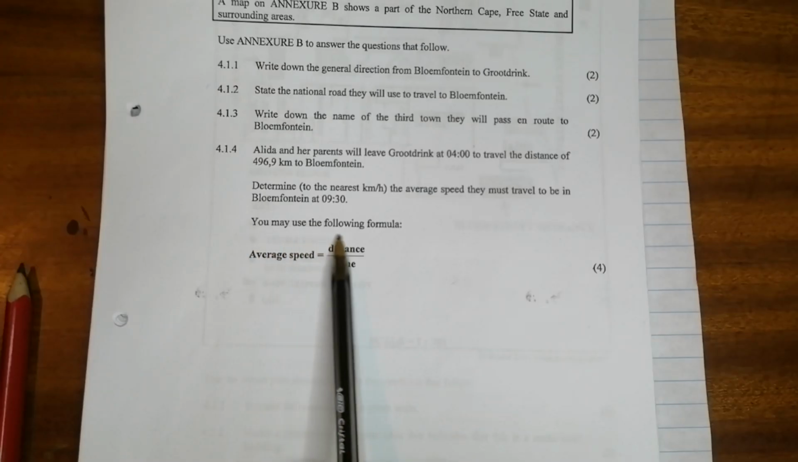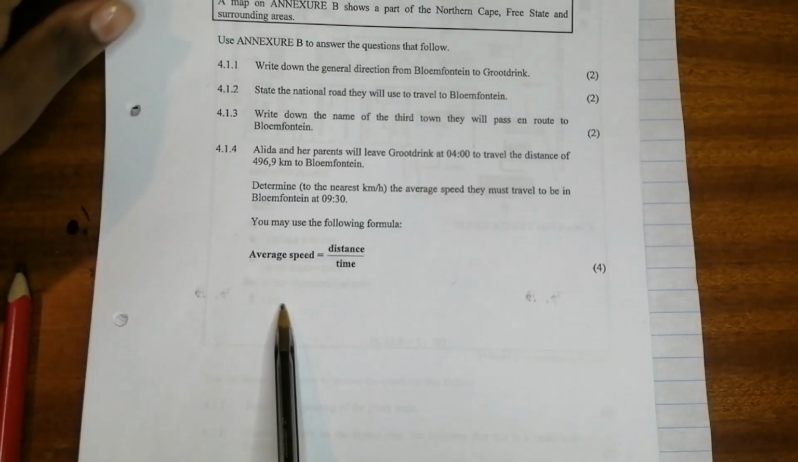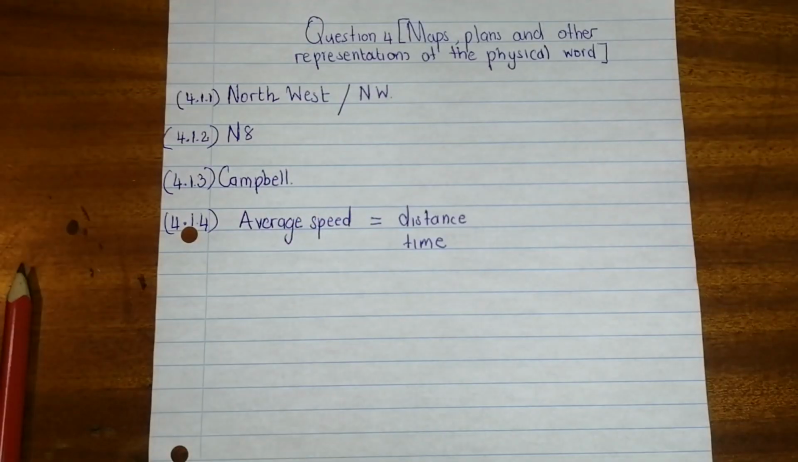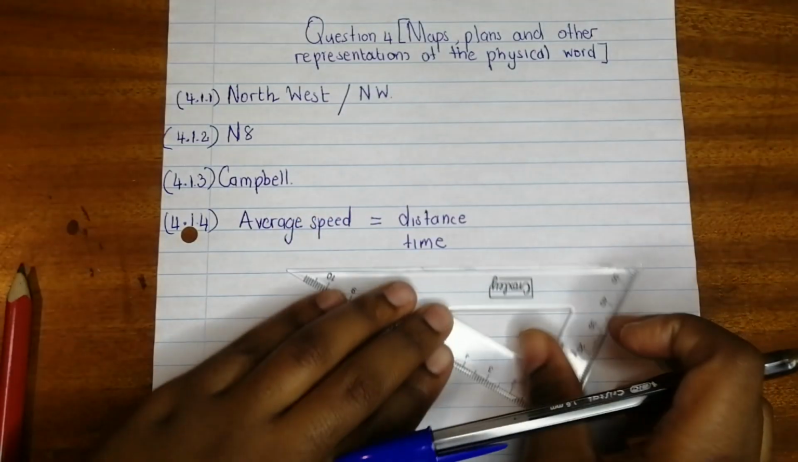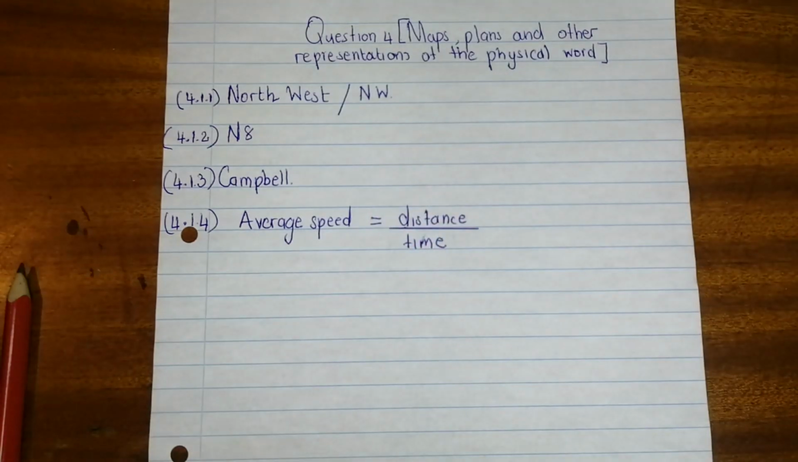You may use the following formula. So we're given the formula: average speed is equal to distance over time. That is the formula that is given to us.